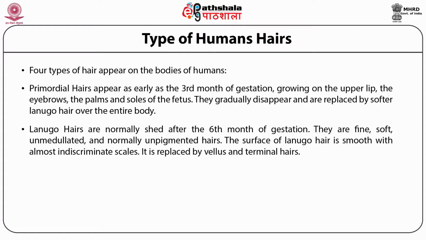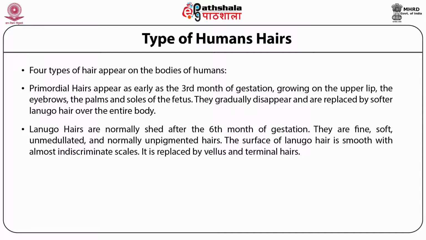Lanugo hairs are normally shed after the 6th month of gestation. They are fine, soft, unmedullated, and normally unpigmented hairs. The surface of lanugo hair is smooth with almost indiscernible scales. It is replaced by the vellus and terminal hairs. Lanugo hairs are often observed on an aborted fetus, and these can be useful in investigation of possible infanticide.